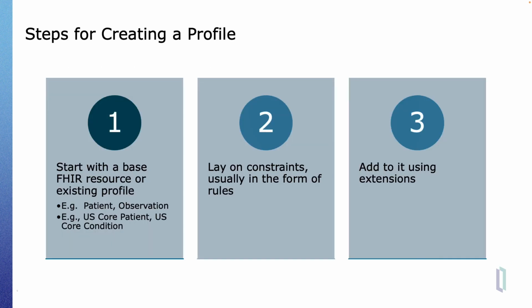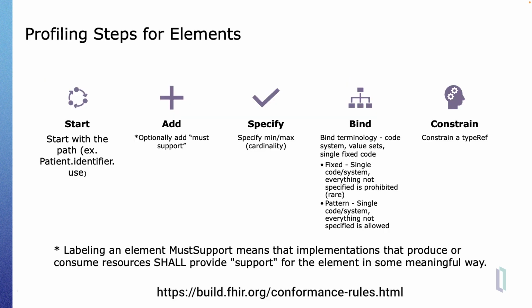Now, creating a profile is just a series of simple steps that we will see in just a few minutes, but it starts with a base FHIR resource, for example, the patient or the observation resource, laying on some constraints, usually in the form of rules, and then finally adding an extension to that resource. Here are the simple steps for profiling a FHIR element. Before we get into this in too much detail, I'd like to talk about something that is often confusing, and that is this concept of must support.